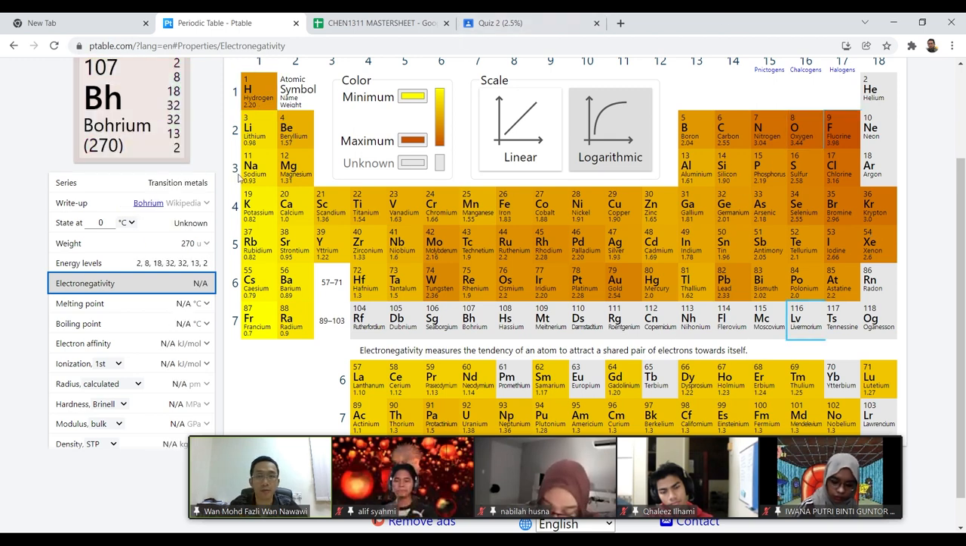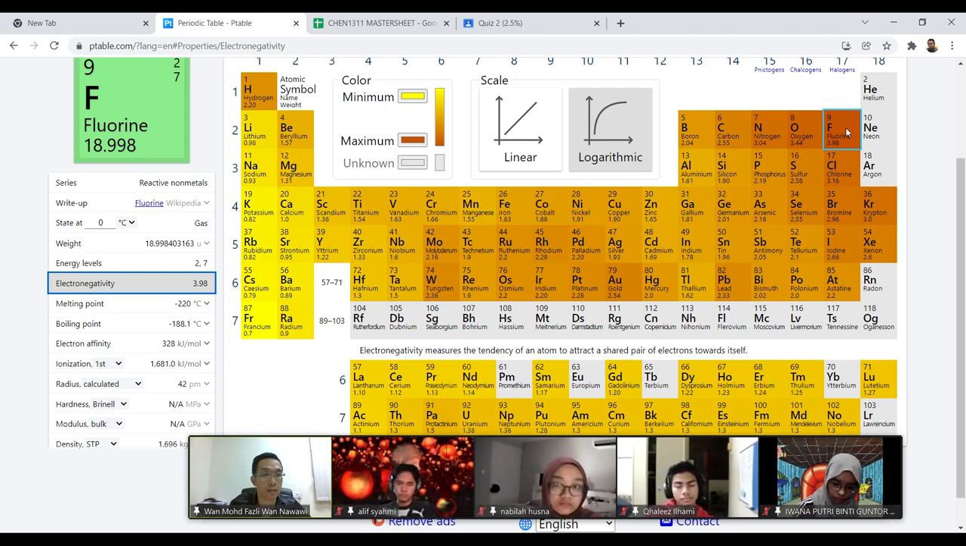If you look at this periodic table, you can see fluorine has the highest electronegativity, 3.98, meaning that whatever is attached to fluorine will not be released easily. That's why you have Teflon. We learned about Teflon, PTFE, in the polymer part before the midterm.